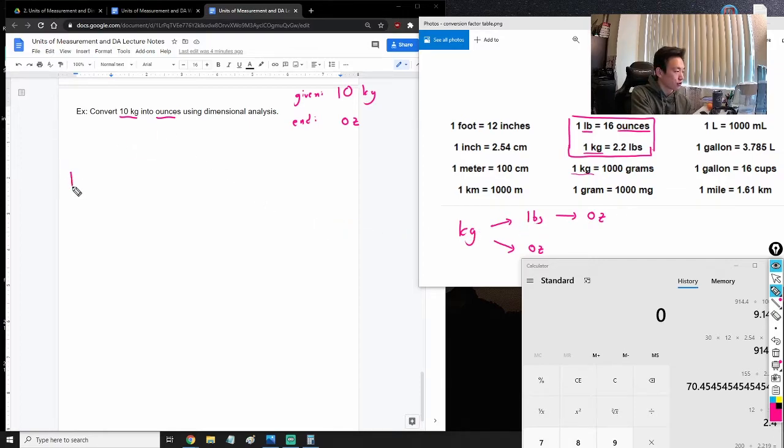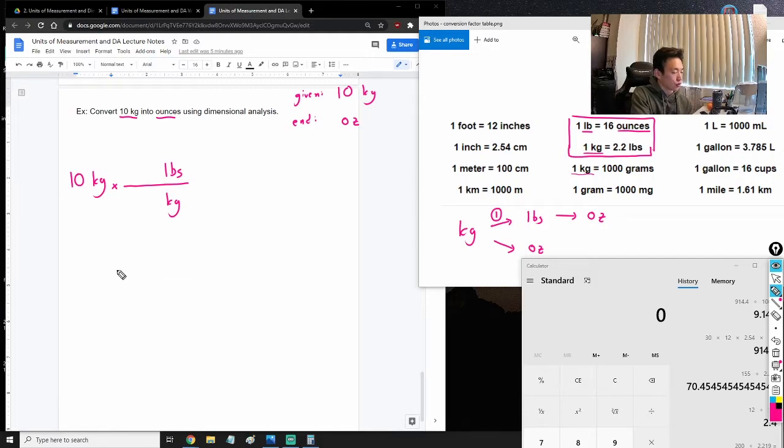So we're going to start with our number, 10 kilograms, and we're going to put what we start with on the bottom. We're going to put kilograms on the bottom, and we want to turn that into ounces. That's going to be step 1. So we're going to put pounds on the top, because our step 1 is turning kilograms into pounds. That is our first fraction.